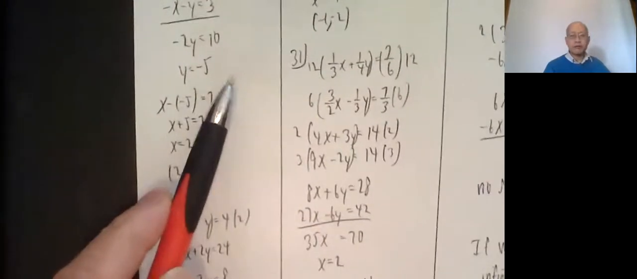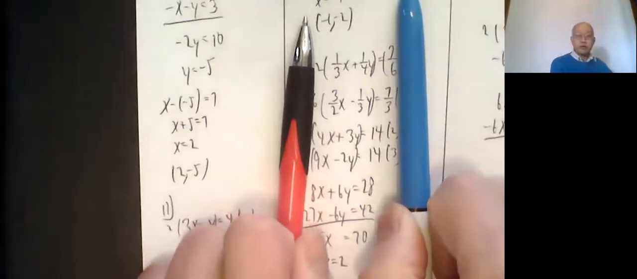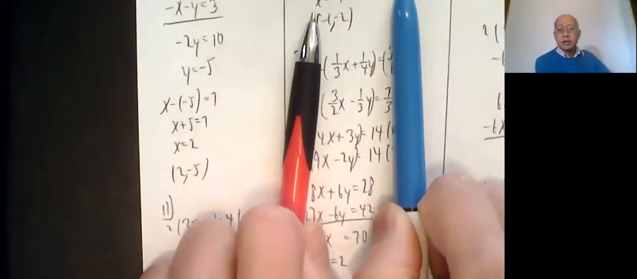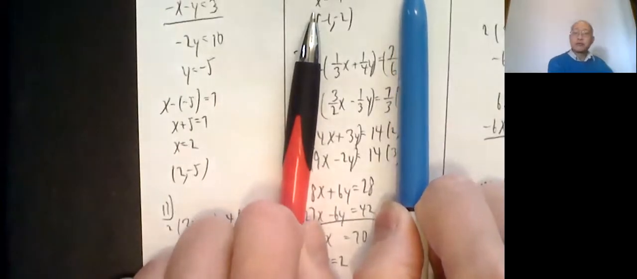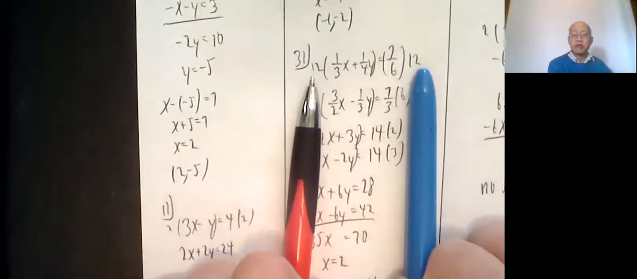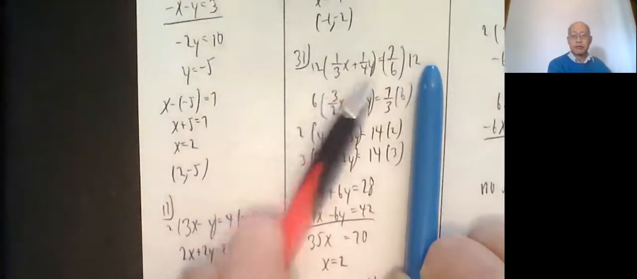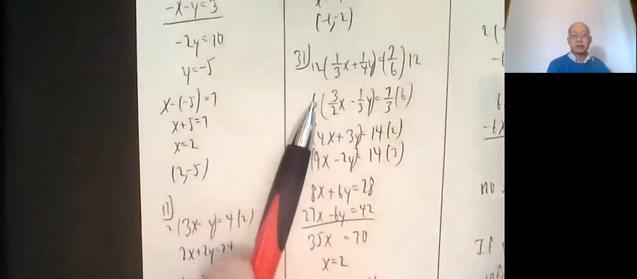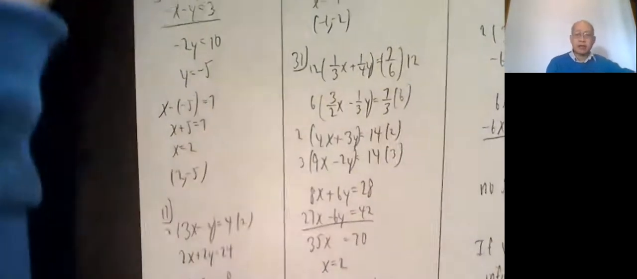Problem 31 is harder because of all the fractions. So this is the original problem. I see denominators of 3, 4, and 6, 2, 3, and 3. I don't like that. So how about we multiply the top equation by 12, which is the common denominator of 3, 4, and 6, and the second equation by 6, just to get rid of the fractions.